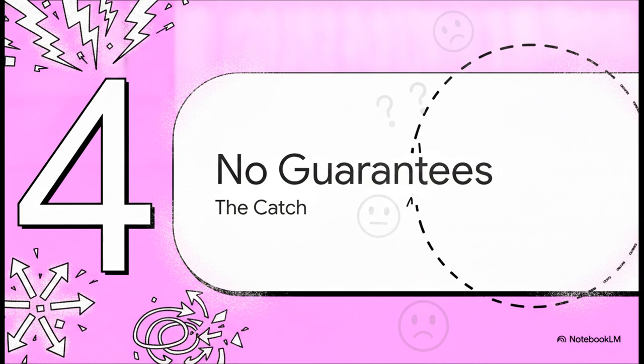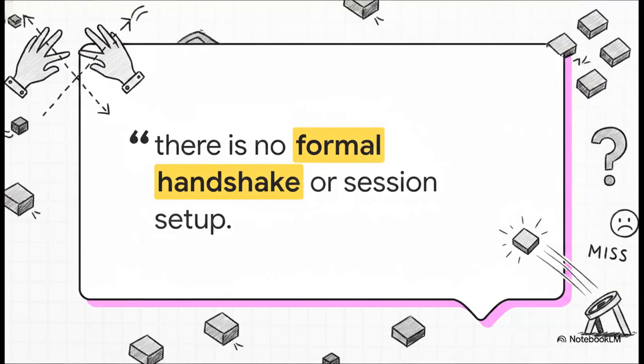Let's wrap things up with Section 4, the catch, no guarantees. Because there is no formal handshake or session setup whatsoever, every single UDP packet is a lone wolf, totally independent. There is absolutely no acknowledgement of receipt baked into the protocol itself. If a packet gets dropped by some busy router along the journey, the UDP protocol is not going to tell the client, and the server won't even know it missed anything. It is a fire and forget system in the purest sense of the phrase.